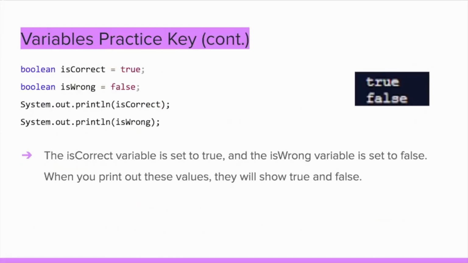Here is the key for the third question. First, we create our two booleans, isCorrect and isWrong, and set them equal to true and false respectively. Then, we simply write two print statements with the booleans in the parentheses. When this code is run, the values of the booleans, true and false, will be printed.